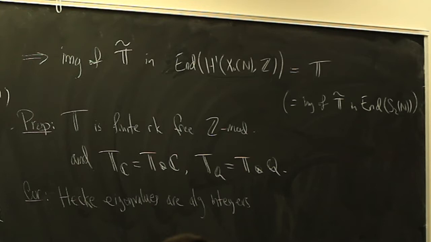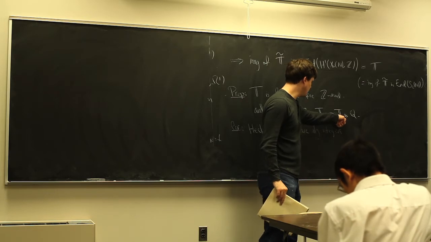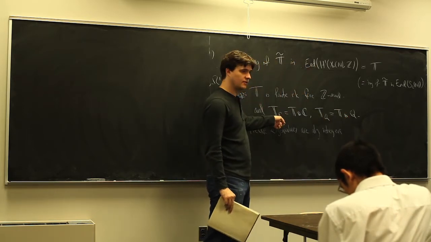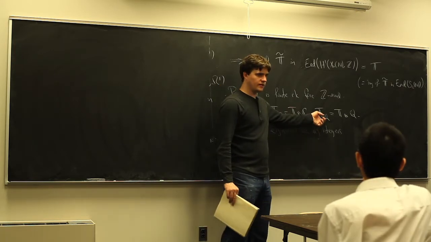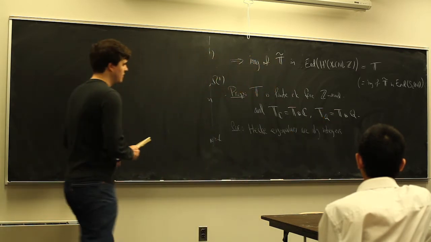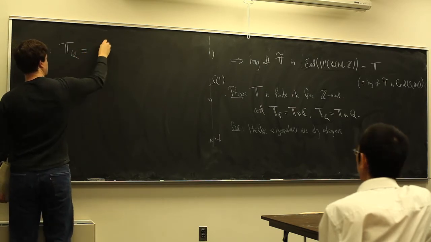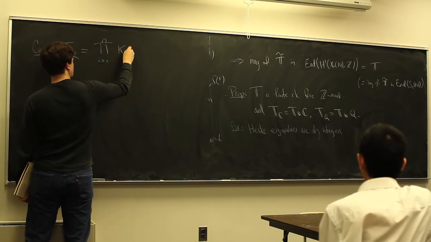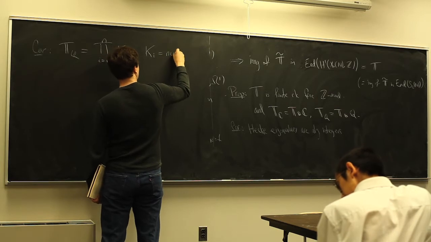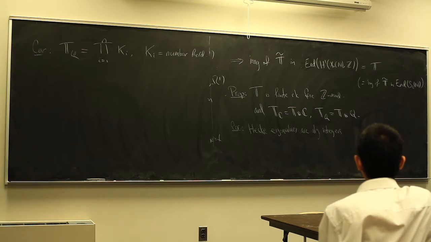And another corollary is that this T_Q is a finite dimensional Q algebra. And we know that when we tensor up to C, we get this T_C, which is semi-simple. So that means that this T_Q doesn't have any nilpotents because it sits inside T_C, which doesn't have any nilpotents. So that means that T_Q is semi-simple. And if you have a finite dimensional semi-simple Q algebra, it's of a particular form. It's a product of number fields. So that tells us quite a bit about the Hecke algebra, at least over Q.